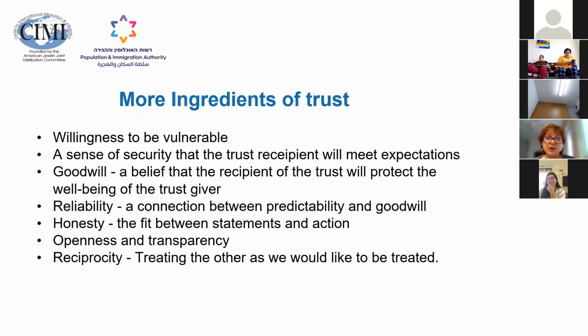A sense of security. The trust recipient will meet the expectations. This is very important, right? They need to know that you're there for them. Goodwill. A belief that the recipient of the trust will protect the well-being of the trust giver, right? They need to know that you're going to protect them. You're not going to put them in any harm's way. Reliability. We talked about that. A connection between predictability and goodwill.